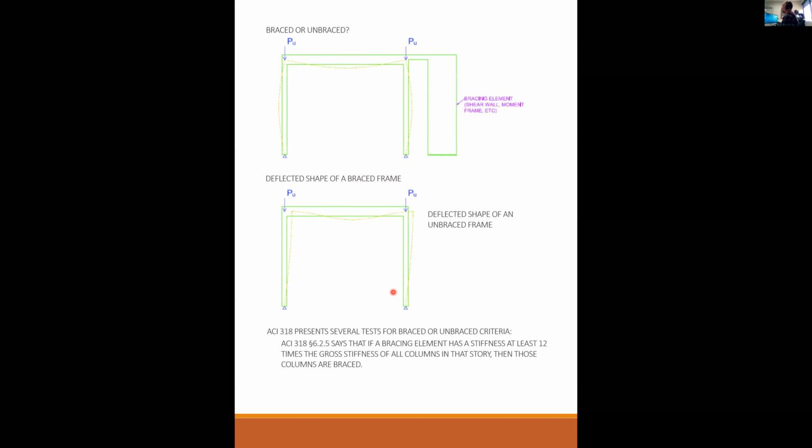So let me go back here real quick. Looking at this situation, it's like, duh, that's braced. And double duh, that's not braced. See what I mean? So the code has some defined criteria, but we hardly ever look at it. We just look at the structure and say, well, it's got a shear wall. These columns aren't doing anything laterally. Or, oh, there is no shear wall, brace frame or moment frame. These columns are on their own. So it's usually pretty clear.